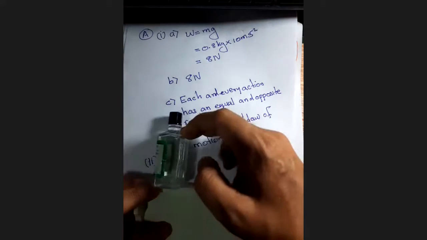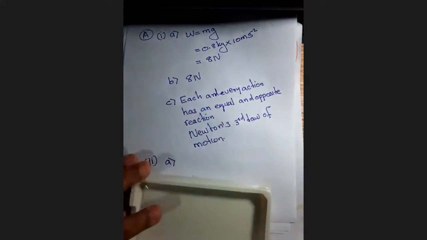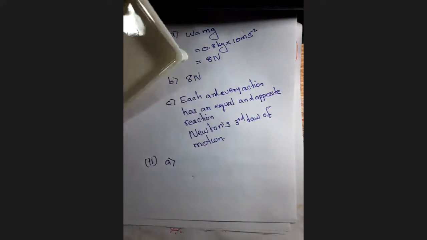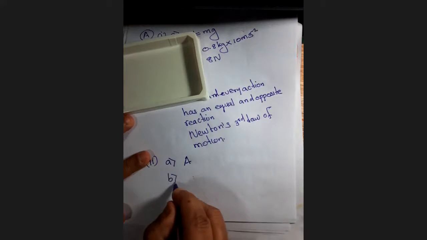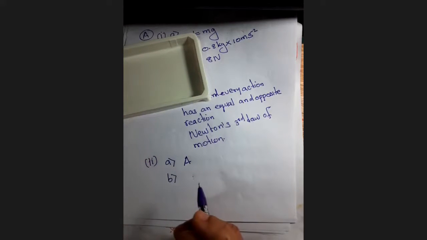So the better method is pulling at A. Then certainly they will ask you, what is the reason? So the reason I already explained to you.